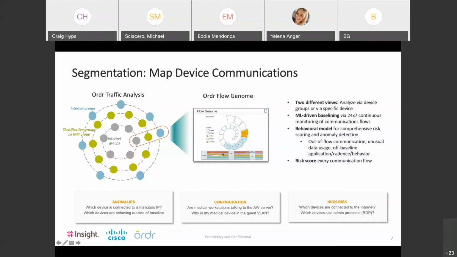So this allows us to create something called a flow genome at multiple levels that allows you to see what is normal, what's abnormal, understanding if a device all of a sudden is communicating outside its expected patterns. But it also allows us to provide proactive segmentation to understand the behavior of a group of devices, and then say, now I actually know empirically, not guesswork, I know what type of policy I can build to protect this device.